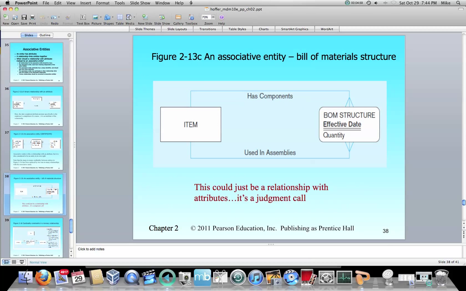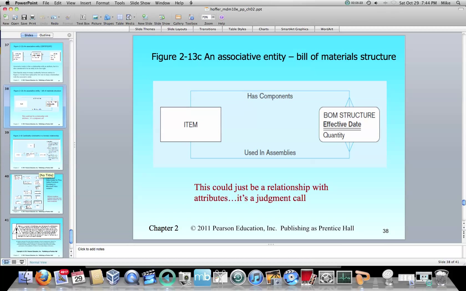So moving along, an associative entity can be unary, right? So an item can have a BOM structure. An item is used in assemblies, and those assemblies can have components. This could just be a relationship with attributes, right? It's a judgment call, but preferably most designers change these into entities.